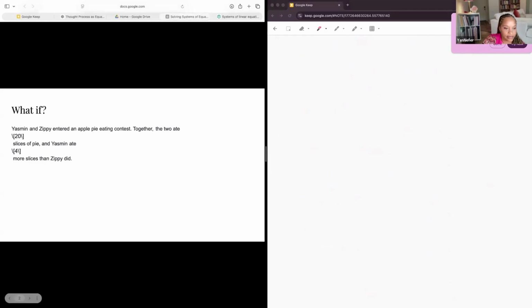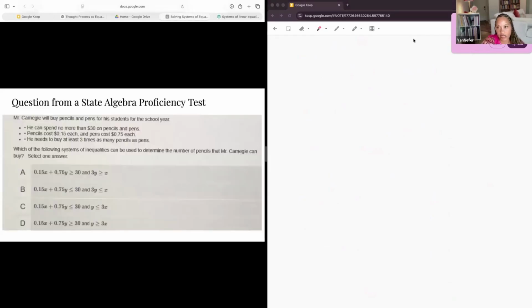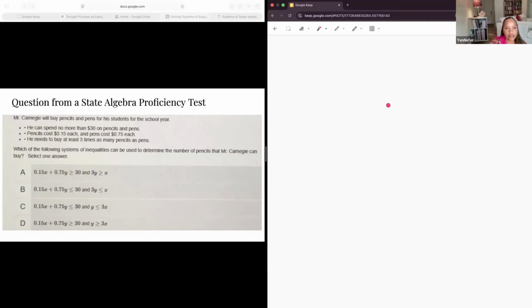Another example, I got this problem straight out of a state algebra proficiency test. And let's look at this problem. Mr. Carnegie will buy pencils and pens for his students for the school year. He can spend no more than $30 on pencils and pens. Pencils cost 15 cents each, and pens cost 75 cents each. He needs to buy at least 3 times as many pencils as pens. Which of the following systems of inequalities can be used to determine the number of pencils that Mr. Carnegie can buy? So, when we look here, we've got a lot to do on our own.